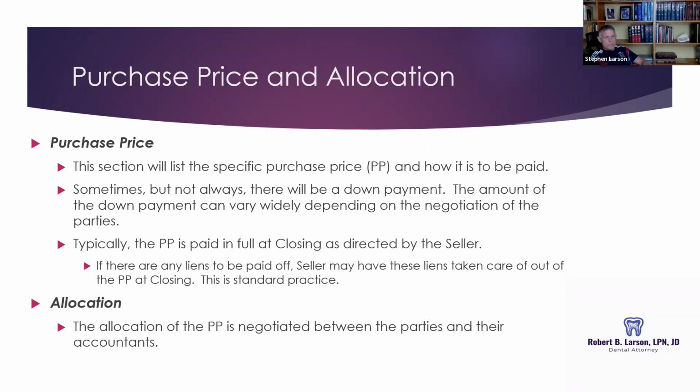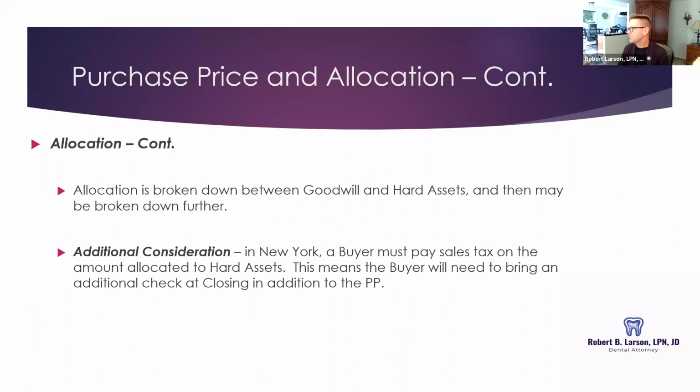Next, purchase price and allocation. This is probably one of the two most important parts of an asset purchase agreement. The purchase price. It is important to know how much you're being paid. Hard stop. That has to be very clearly, specifically written out. And then the allocation. So the allocation is negotiated between the parties and their accountants. If your attorney is a tax law attorney also, he or she can negotiate that also. But someone like me, I can tell you generally where it's going to end up because I've done this for a long time for dentists, but I can't say it has to be this.